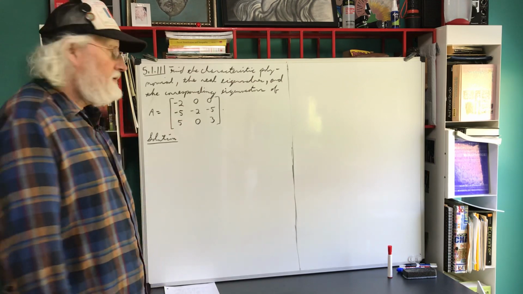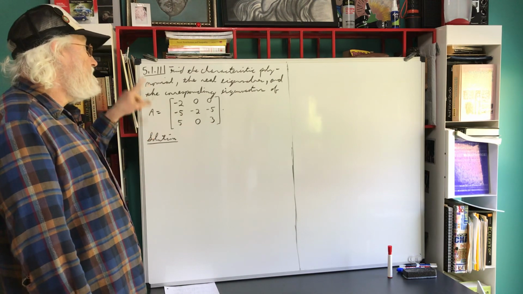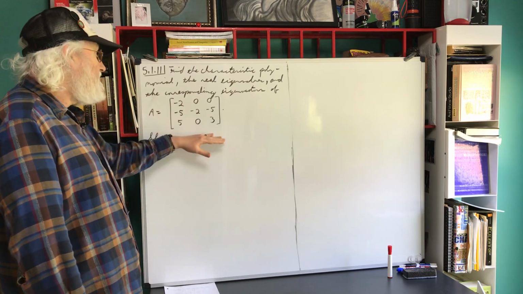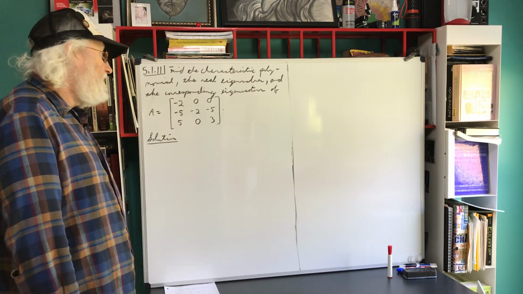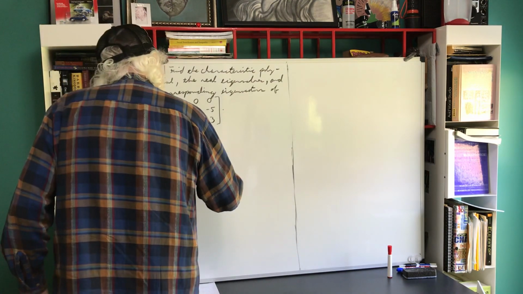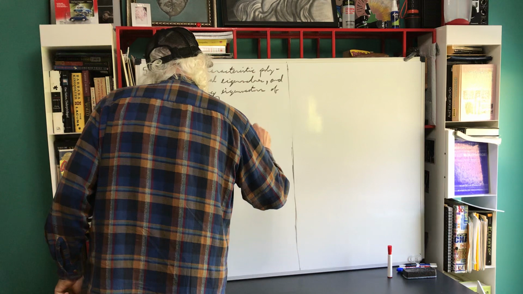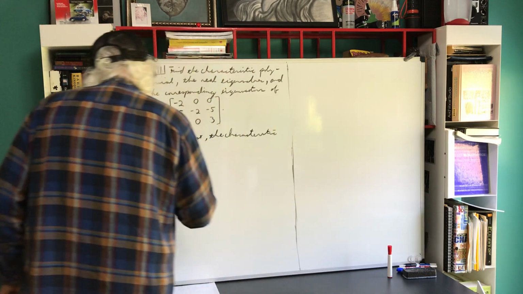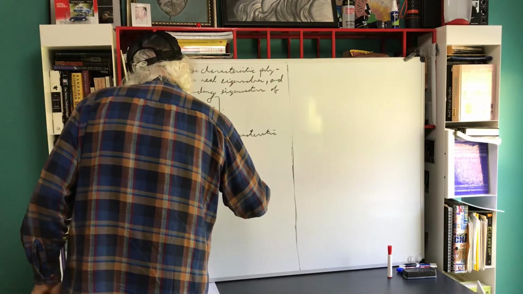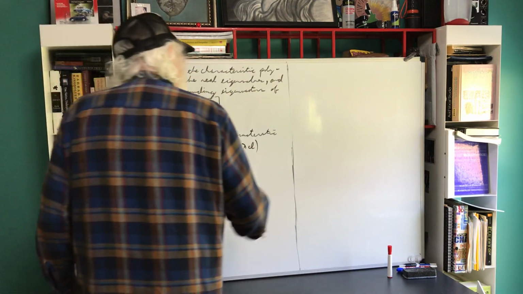Okay, this may take a while, but let's do all the little details of finding, for a 3 by 3 matrix, the characteristic polynomial, the eigenvalues, the real eigenvalues (they're all real for this example), and the corresponding eigenvectors of this matrix here. Okay, so let's see. First, the characteristic polynomial is the determinant of A minus lambda times the identity matrix.